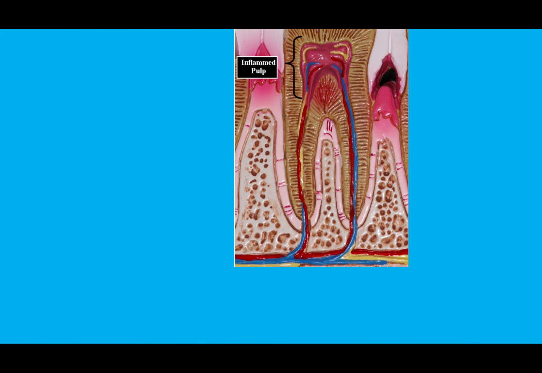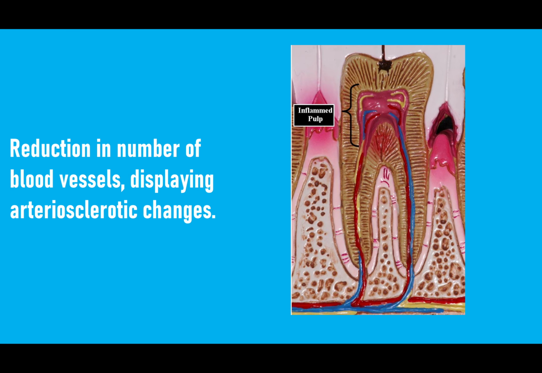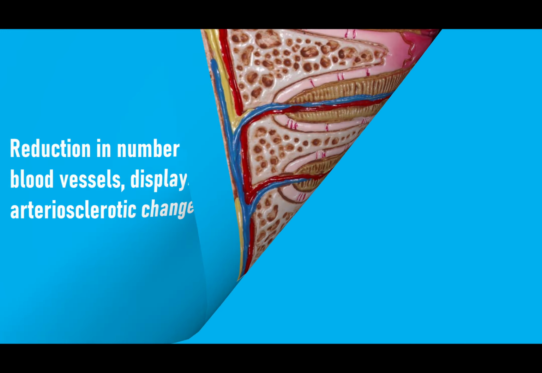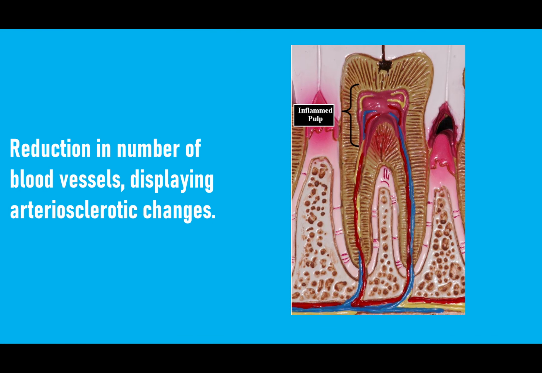Number 6 physiological change is a reduction in number of blood vessels displaying arteriosclerotic changes. It is because of calcification and secondary dentine deposition. There is less space, and as a result there is a reduction in number of blood vessels, and it may show arteriosclerotic changes because of less space in the pulp.